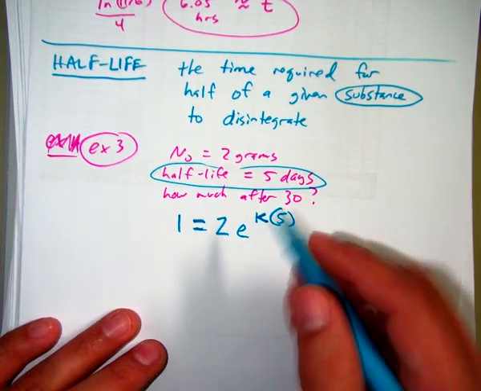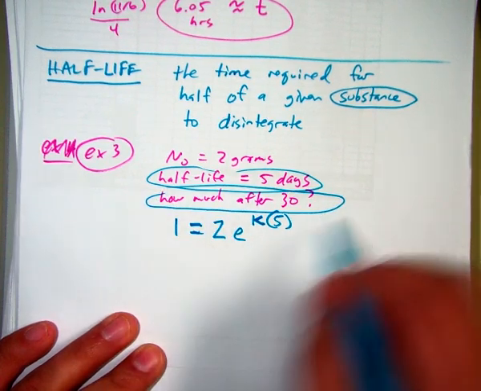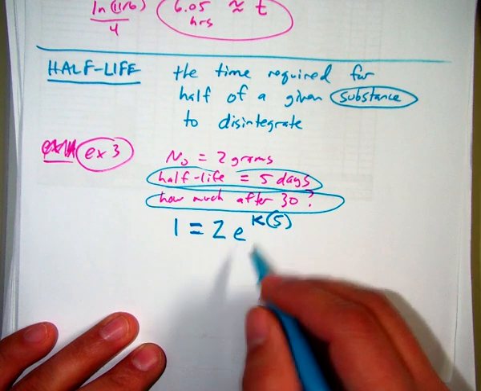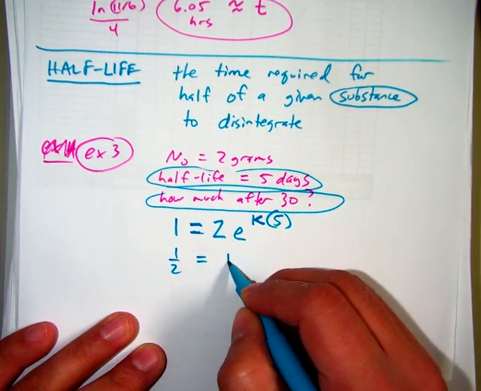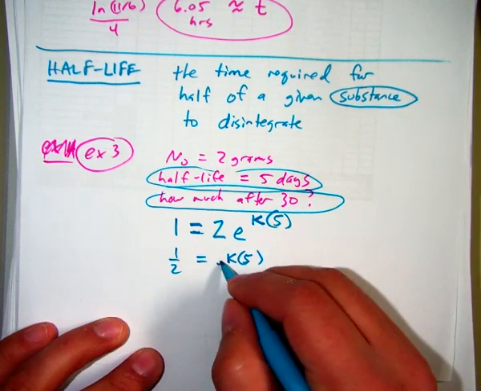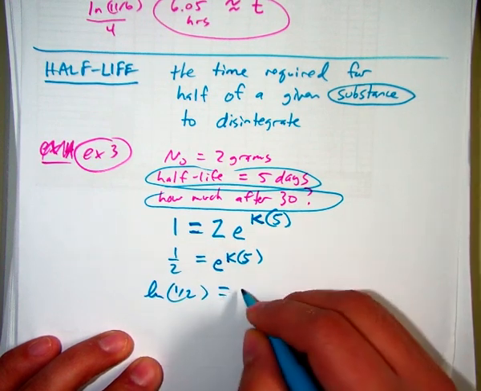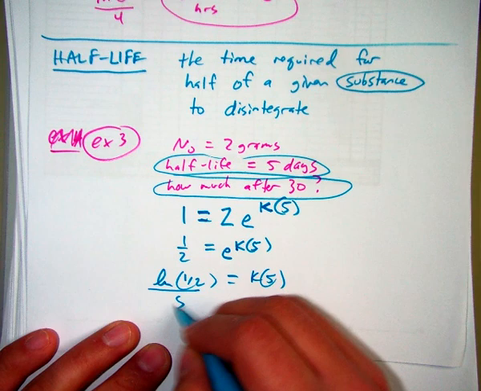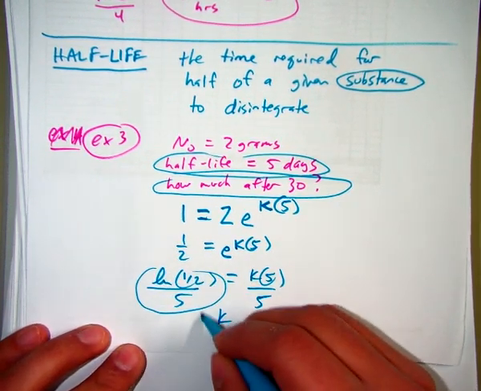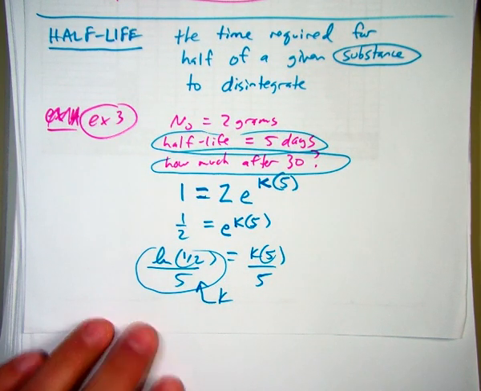And now, in order to answer the question, how much is left after 30, first you have to find the growth constant, just like in the other example. So we're going to find k, so we divide by 2. And now we switch it to log form, so natural log of a half is going to equal k times 5. And then if you divide by 5, there's your growth constant, or in this case, your decay constant. Again, I would just store this in the calculator. So now you have natural log of 1/2 divided by 5. That's your new value for k.